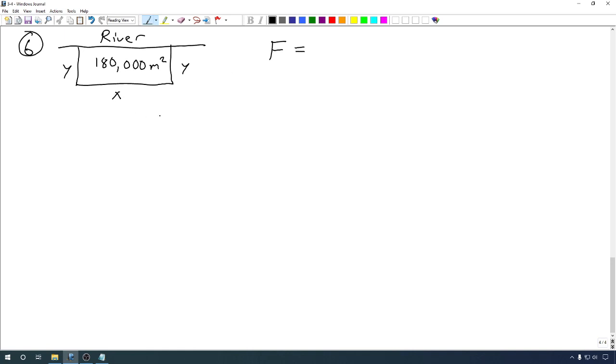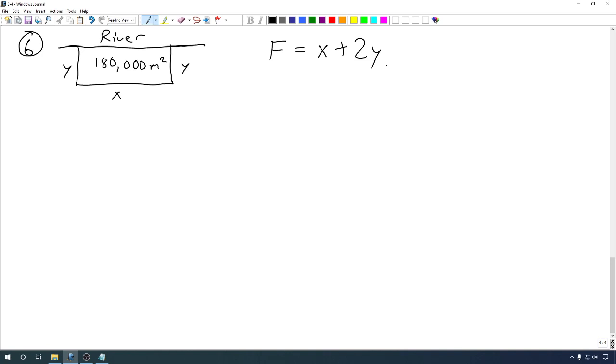If we think about what the fencing is in terms of our variables x and y, well, we've got 2 copies of y and 1 copy of x. They specifically said that along the river we don't have to worry about fence. So we're going to have x plus 2 copies of y. That is the function we want to minimize.